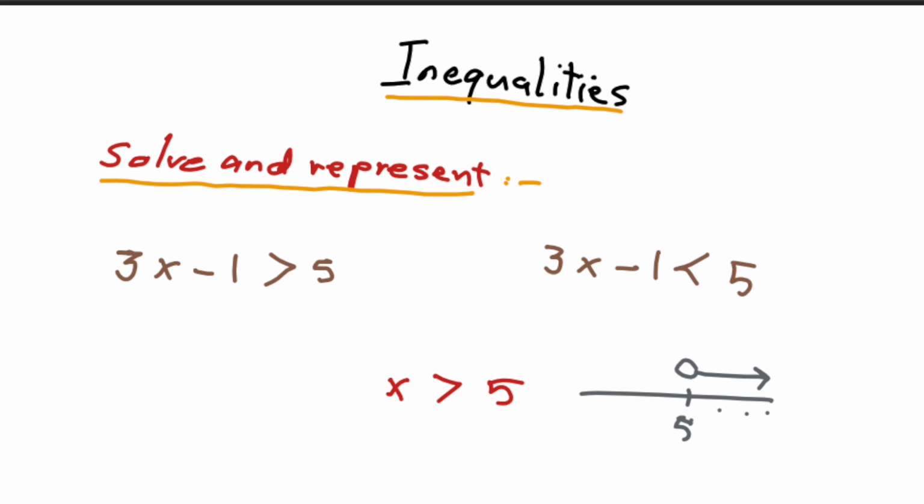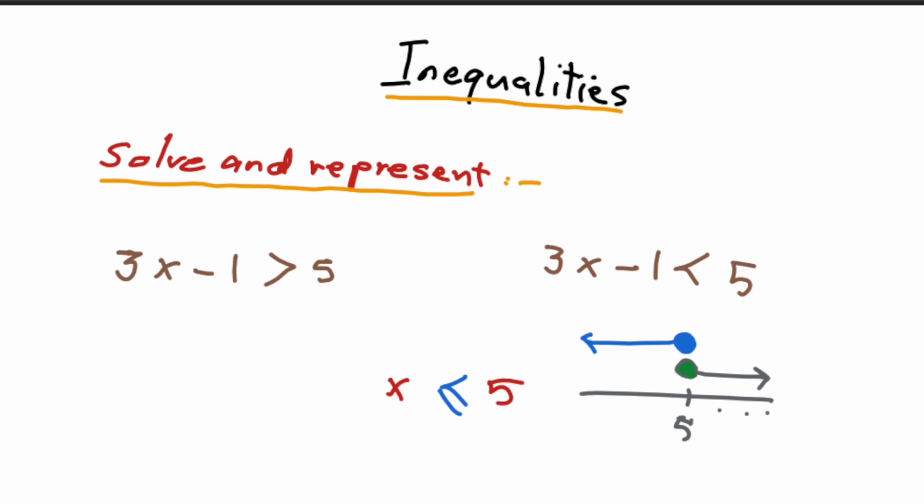Now, if the question says x is more than or equal to 5, since it's including 5, we include it here and we make a closed circle. Now, what if the question says x is less than or equal to 5? In this case, we will start at 5 again, and we will include the 5 because it's equal, and then we'll go this way. This is an easier way of explaining the basics of inequalities.